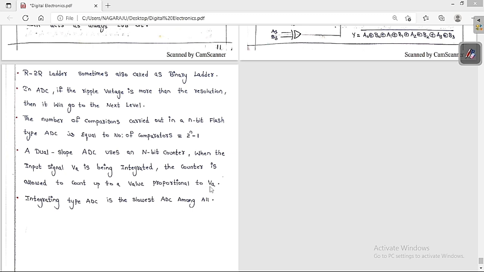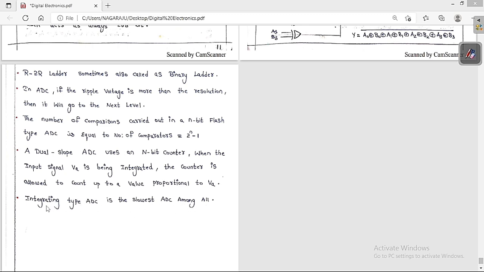As the input voltage varies, the overall time also varies. As you can see clearly in the dual slope ADC, as the input voltage changes, the peak value changes, and if the peak value changes, the overall time also changes. So as the input voltage increases, the overall time increases. If the input voltage decreases, the overall time and the conversion time decrease.